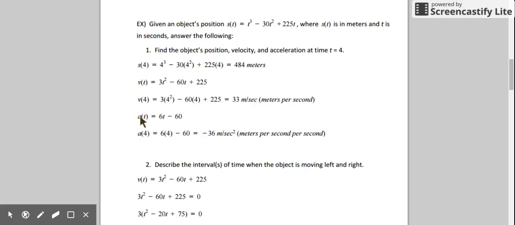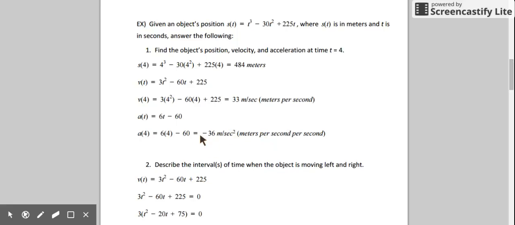To find its acceleration, we would derive the velocity function or find the second derivative of the position function. And when we do that and evaluate it using 4, we can find our acceleration at the end of 4 seconds. So in doing so, we get a result of negative 36. And since we are accelerating or changing our velocity, then we are finding how many meters per second we're changing every second. So we describe that as meters per second squared or meters per second per second.